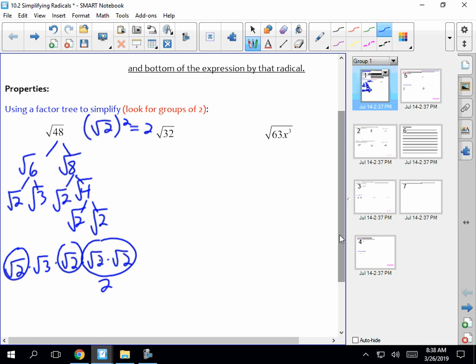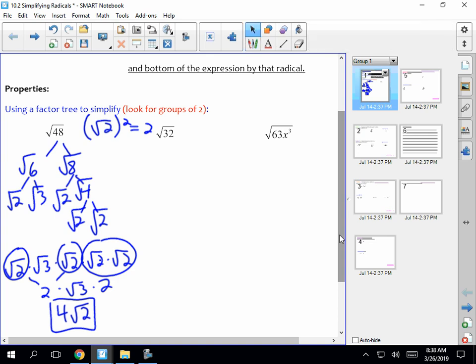And then here we have a root 2 times root 2, which is just 2. And then I have this times root 3 here. So I've got a 2 times 2 and a root 3, which simplifies as 4 root 3. And that's your final answer. That's simplified radical form. It's not 4 root 2, it's 4 root 3. Thank you, Jenny.